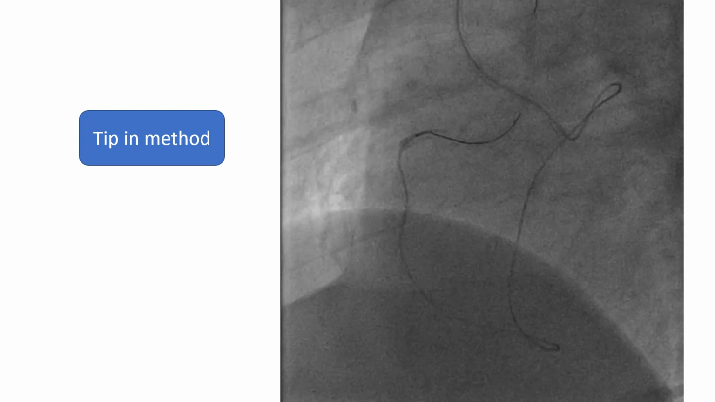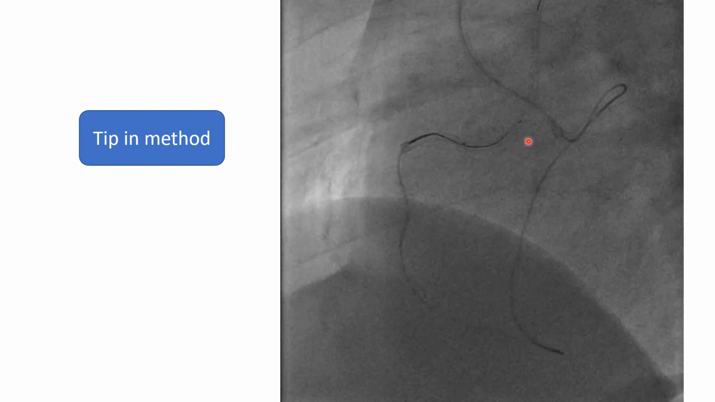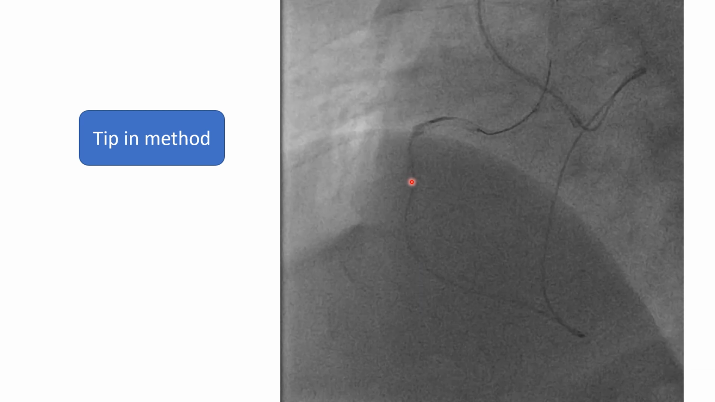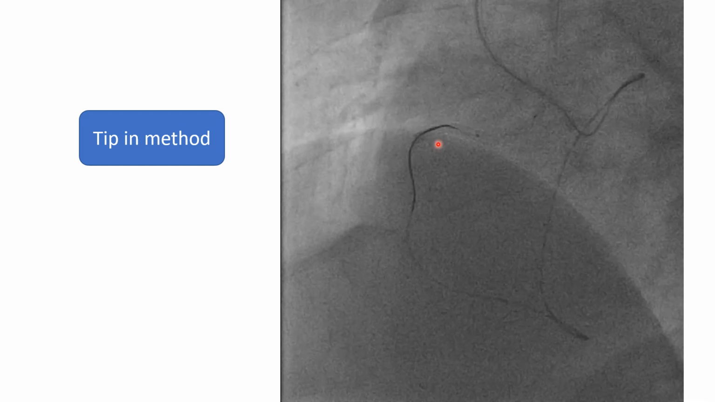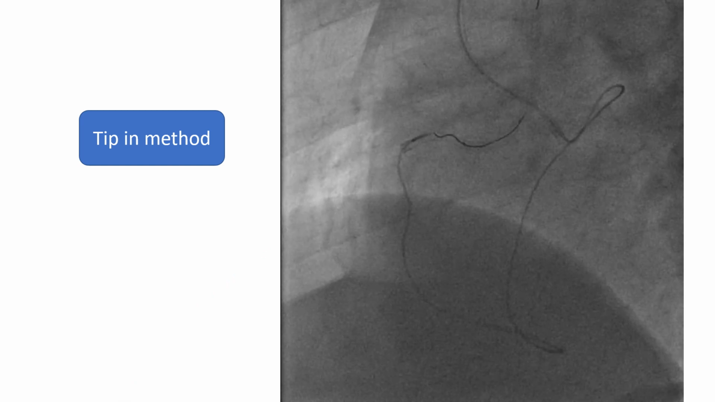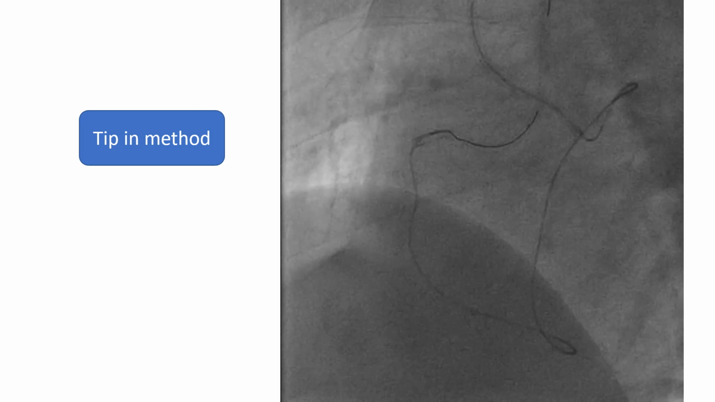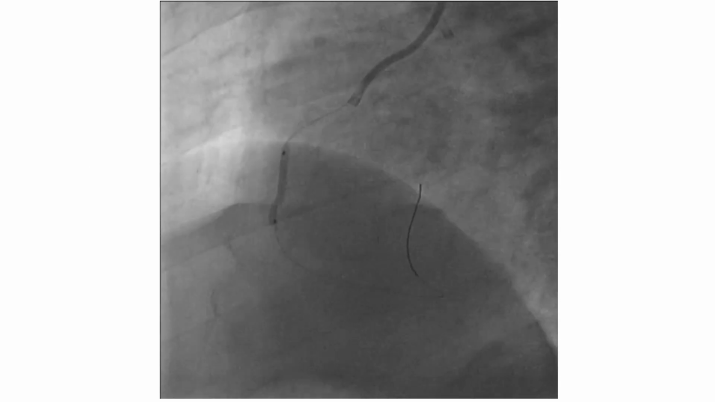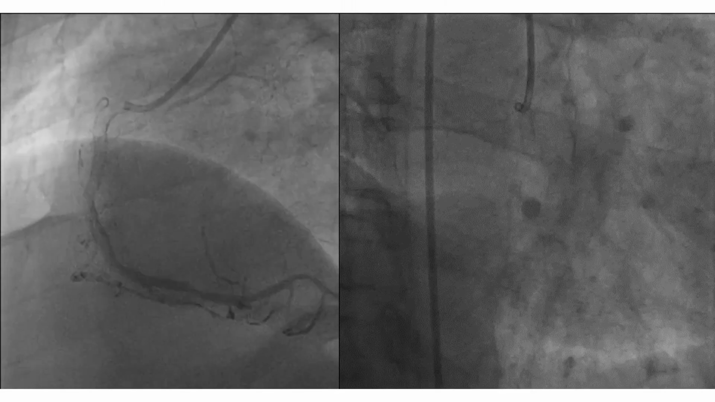Once the retrograde microcatheter is inside the antegrade guide, it's not difficult to push an antegrade wire into the lumen of the retrograde microcatheter. You can see how we are aiming here at the tip of the microcatheter. Once you are inside the microcatheter, this means that you have converted the procedure into an antegrade one. The retrograde wire can be withdrawn. The lesion is treated as usual with pre-dilatation and stenting. And this is the final result.